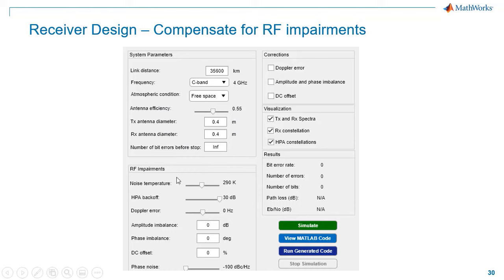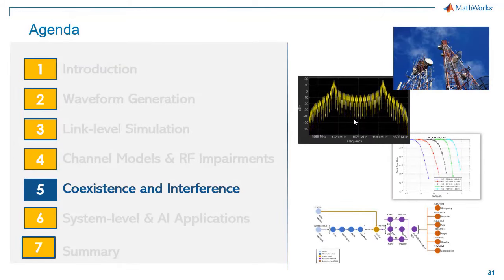And then you tell us your estimate, parameterized estimate of your RF impairments. How about your noise temperature, your power amplifier back off, your Doppler shift, amplitude imbalance, phase imbalance, DC offset, and you ask whether you want to correct for those Doppler or mobility shifts or amplitude and phase and DC offsets, and you can simulate and look at the results with and without those compensations.